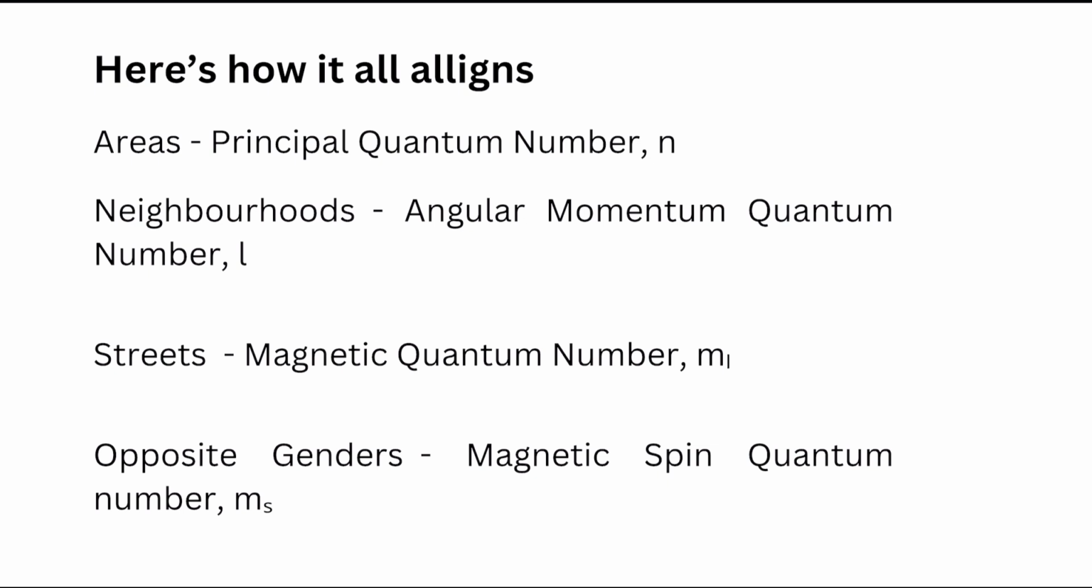The streets represented the magnetic quantum number or the orientation of each orbital. So given that the S neighborhood only had one street, it means it has one orientation. The P orbital has 3 streets. It has 3 orientations or 3 different types. The opposite genders represent the magnetic spin quantum number of the electrons. This is a simple analogy for you to understand things better.